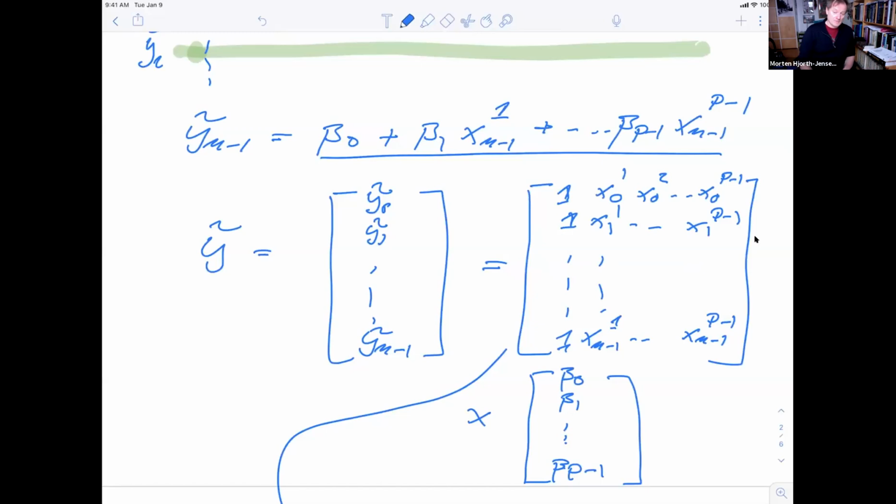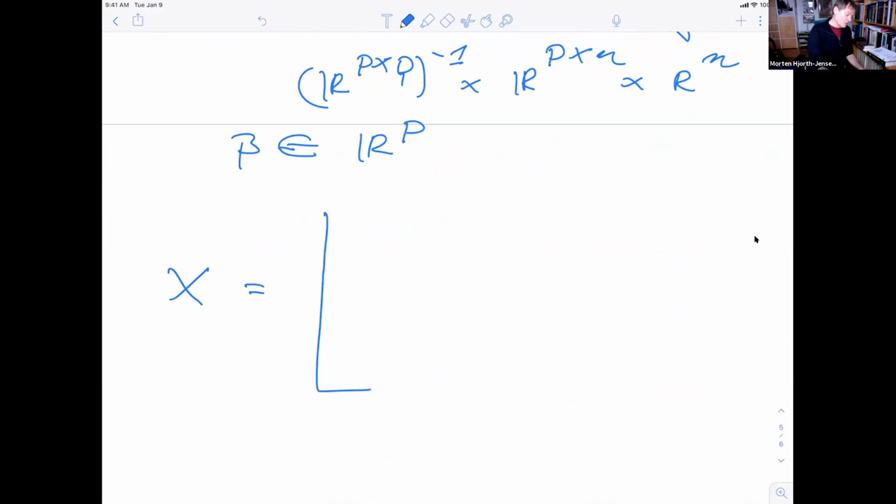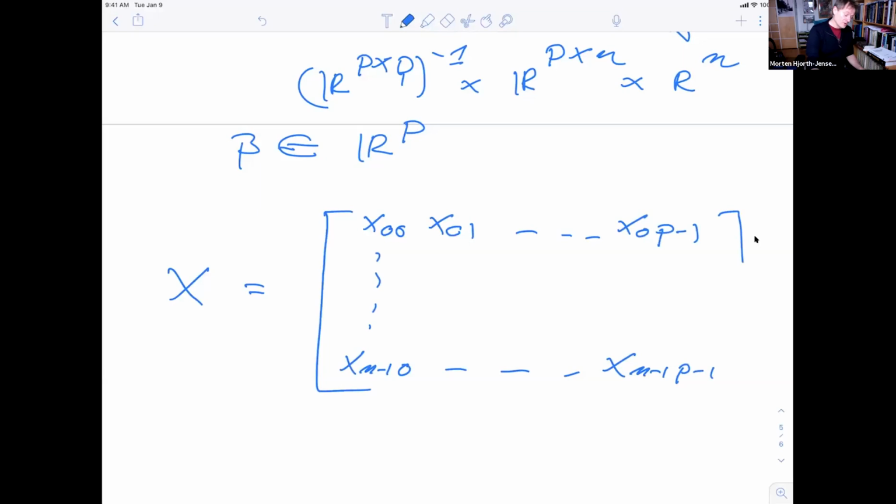So this matrix X, let's look at that one. We can write it in a more general way. We would have an X_0,0, X_0,1, and this goes up to X_0,P-1. And then it goes down to some X_N-1,0, and then we have X_N-1,P-1. There's actually a very good question in the chat here.